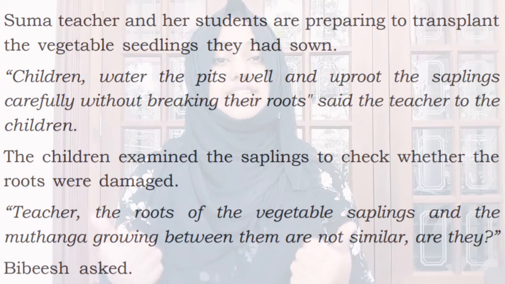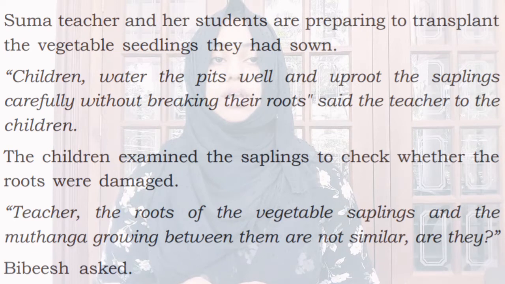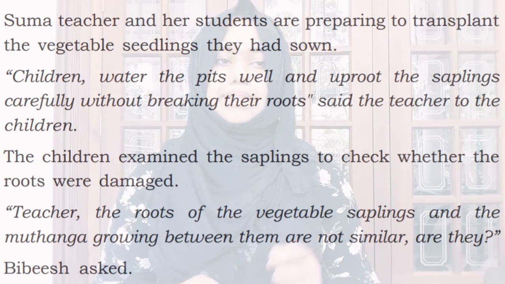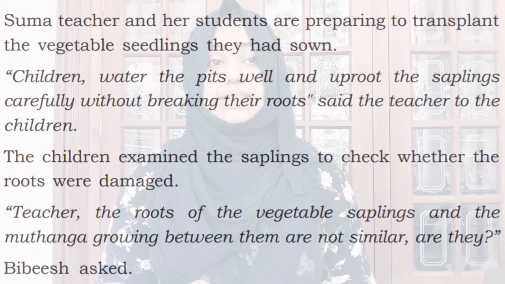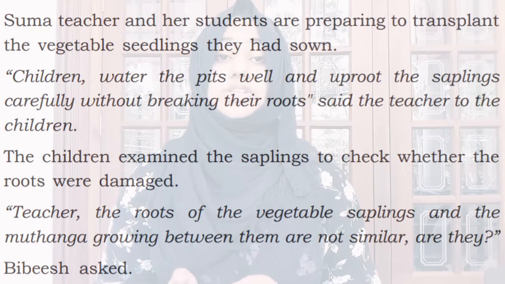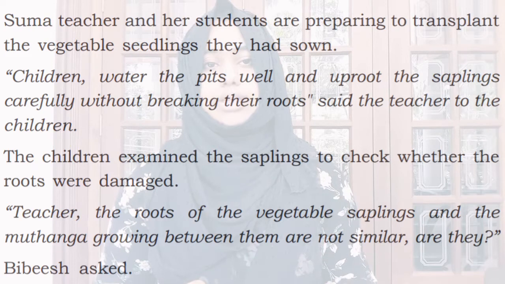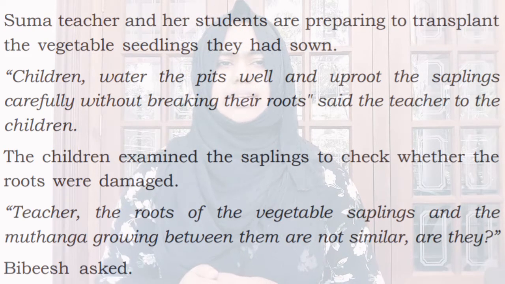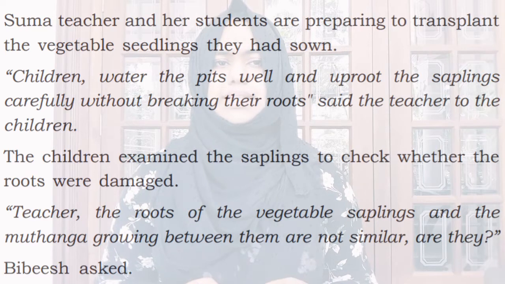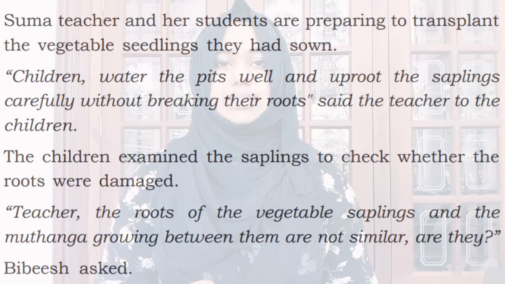Subha teacher and her students are preparing to transplant the vegetable seedlings they had sown. Children, water the pits well and uproot the saplings carefully without breaking their roots, said the teacher to the children. The children examined the saplings to check whether the roots were damaged. Teacher, the roots of the vegetable saplings and the muttanga growing between them are not similar, are they? Bibish asked. So now, what is the scenario there?